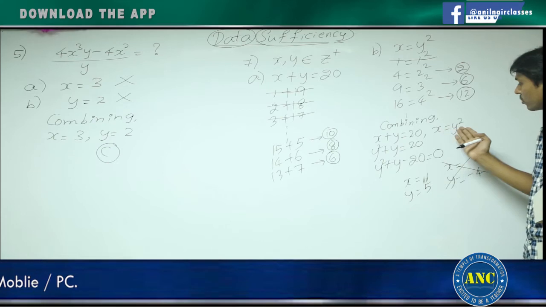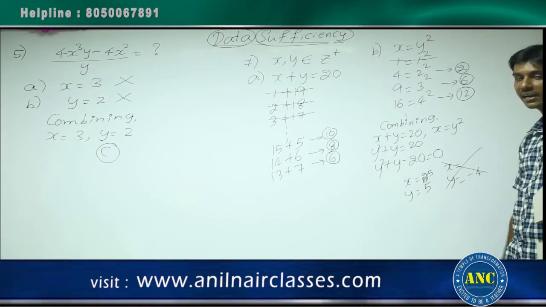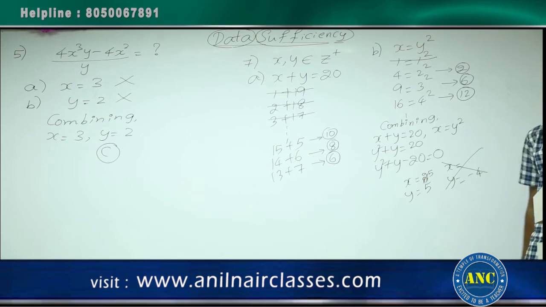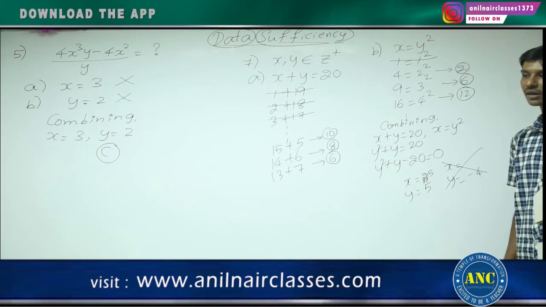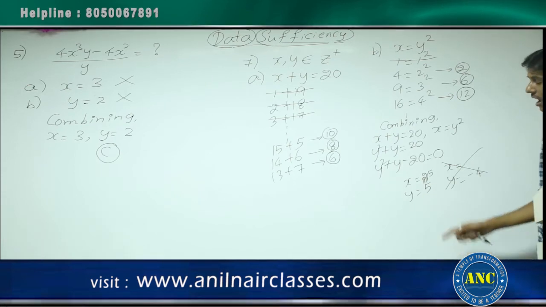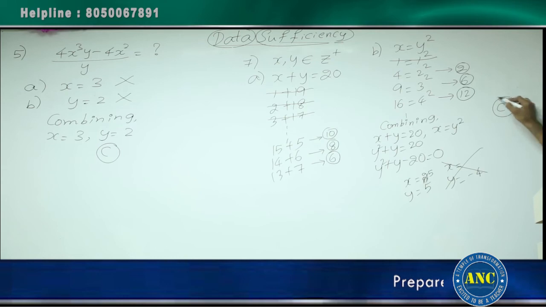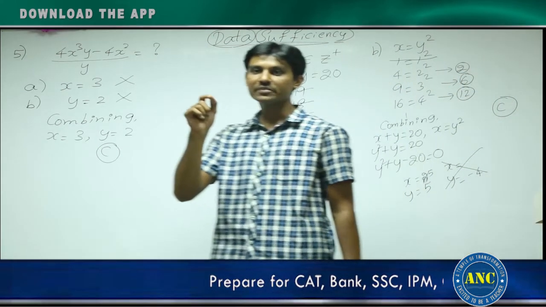If y is equal to 5, x is equal to 5 square, which is 25. That means how much is x greater than y in this case? By 20 units. After combining, you are getting only one comparison. After combining, you are getting a unique value of x and y or a comparison. That means after combining, if you are getting a unique value, the answer option is option C.